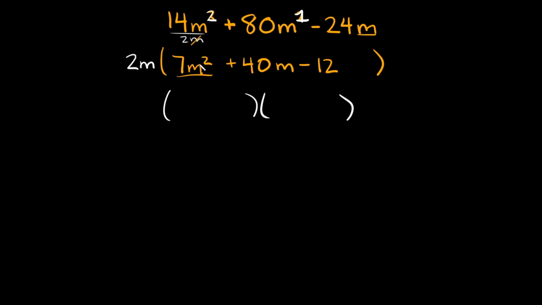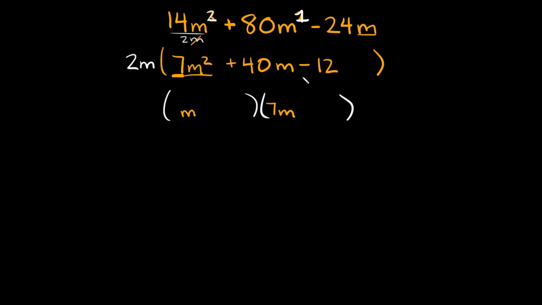So here we have an m squared, so I know I put an m here and an m here, okay? And what are two numbers we can multiply to get 7? Well, that would be 1 and 7, right? So I can put a 1 here, but I don't actually have to write it in. And then I'll put the 7 right there, okay? So m and 7m. Okay, now we just need to figure out what numbers go right here, right?